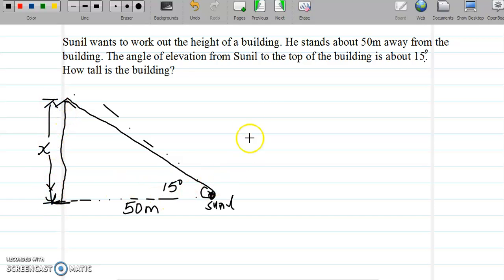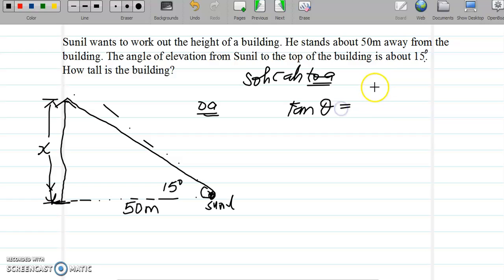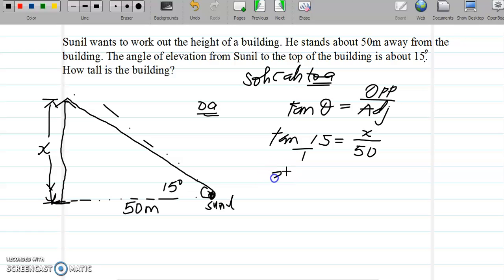Okay, so for us to find this, I'll still make use of my SOHCAHTOA. Here, x is the opposite and this is the adjacent. Opposite and adjacent, OA is tan. That means tan theta is opposite over adjacent. And theta is 15. So tan 15 is equal to opposite over adjacent, where the opposite is x and the adjacent is 50.